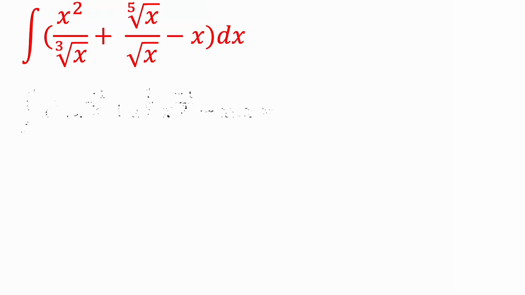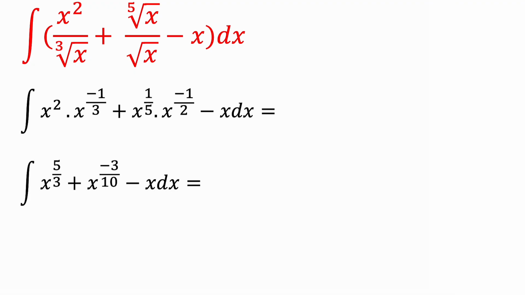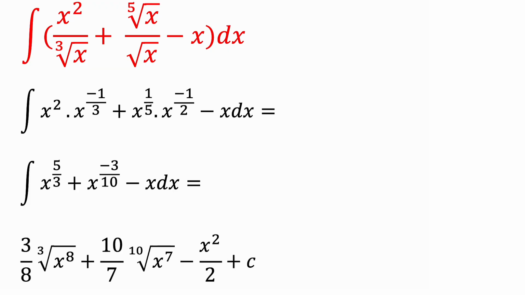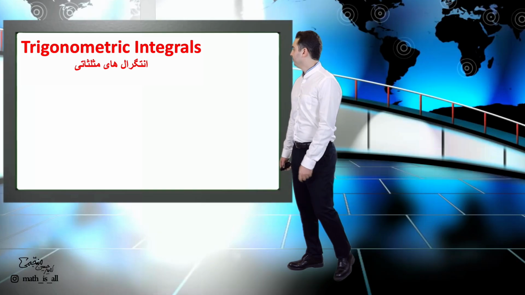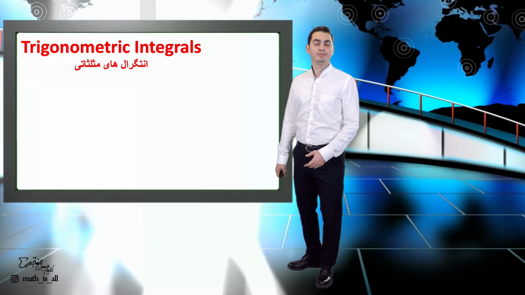We wrote the expression in exponential form. We simplified the terms to get x to a specific power. Then we integrated and converted the answer back to radical form. We are now finished with algebraic expressions. So let's move on to trigonometric integrals. We will now add trigonometric expressions to the mix.